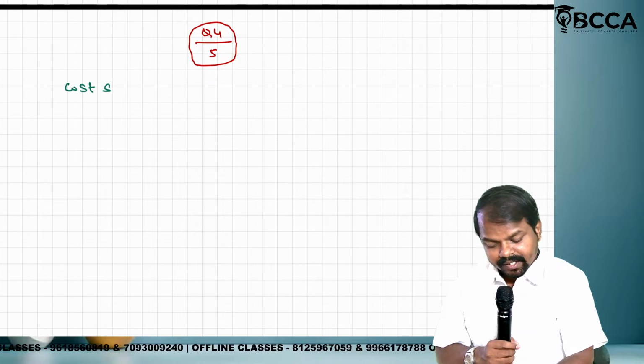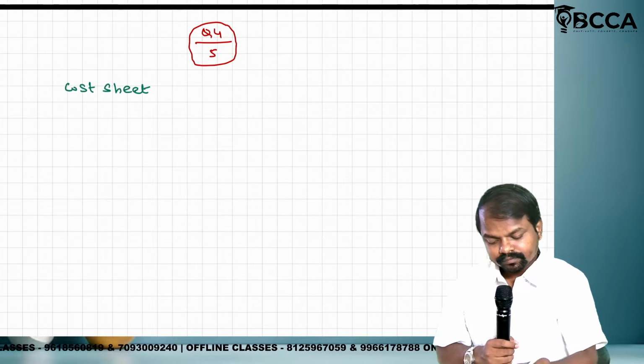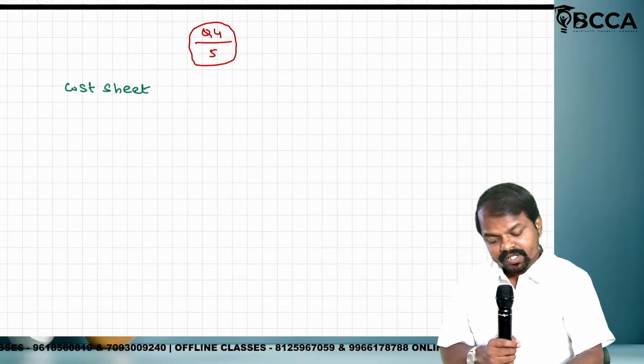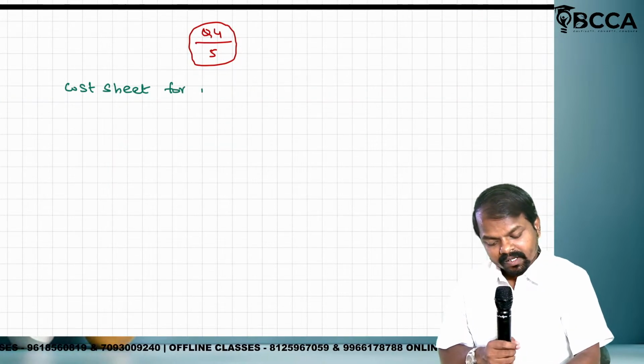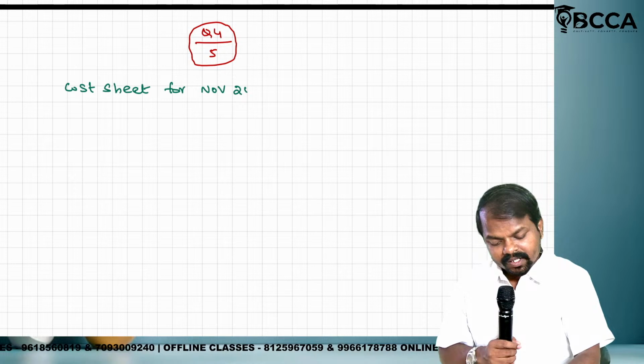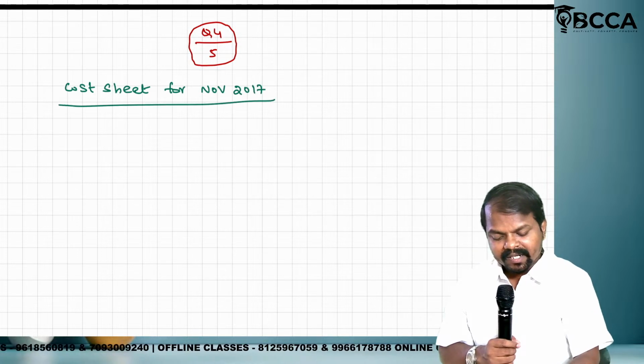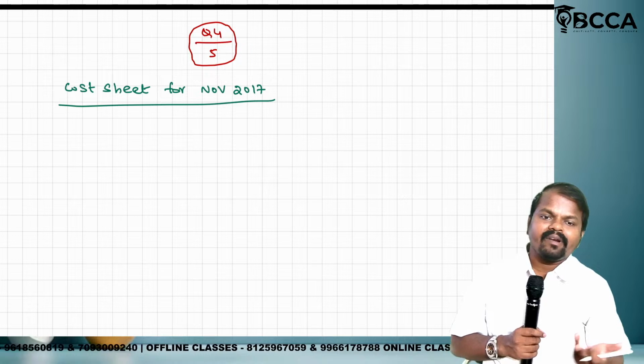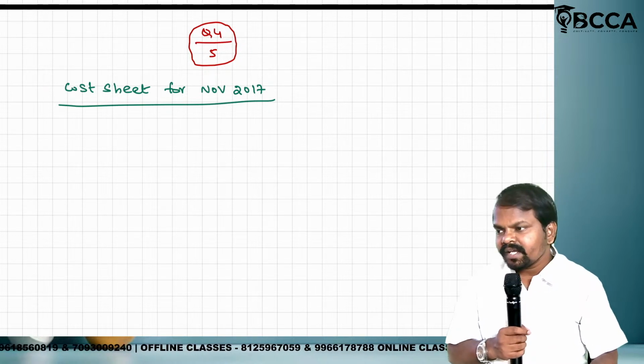Cost sheet for which year? Cost sheet for November 2017. They clearly mentioned the month. If they had not mentioned the month, only the year, then we would write only the year. Is it clear?